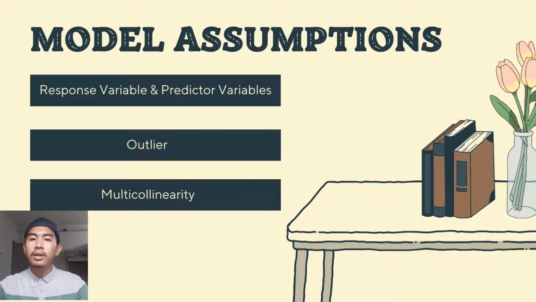The second one is the outlier. The existence of outliers in a dataset can cause a serious problem as it may affect the fitness of the model. Therefore, outliers cannot be present in this model. The last one, multicollinearity, is a statistical condition where two or more independent variables in a regression model are highly correlated and dependent on each other.